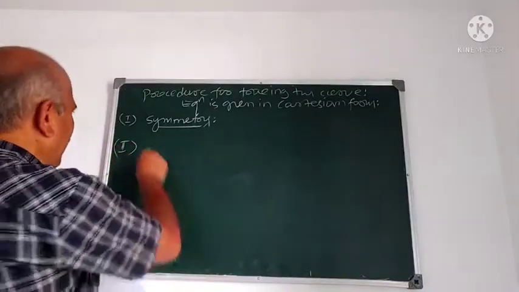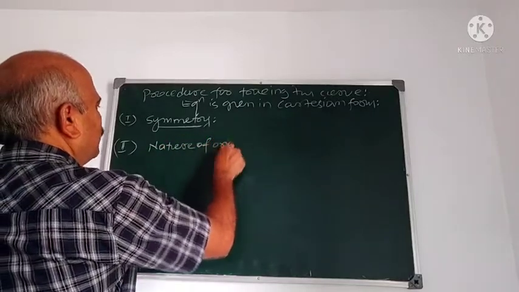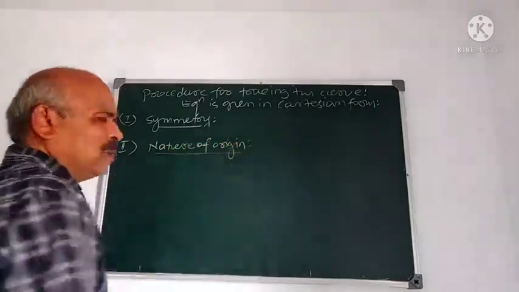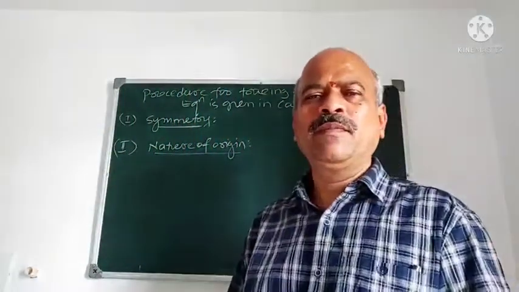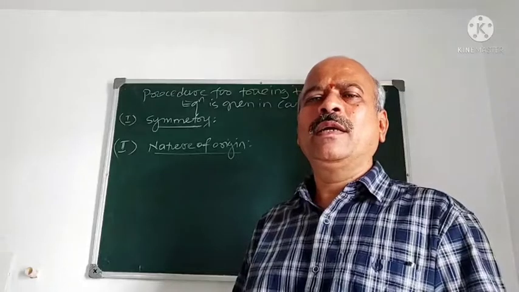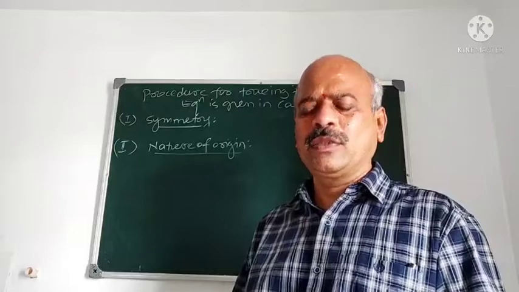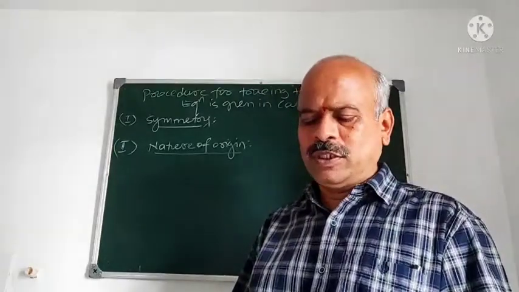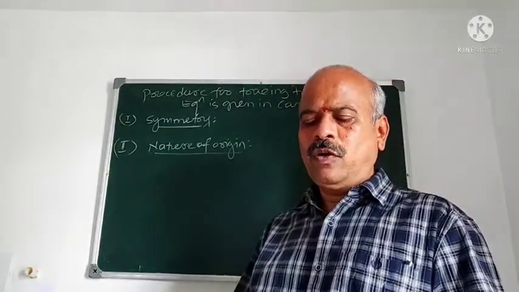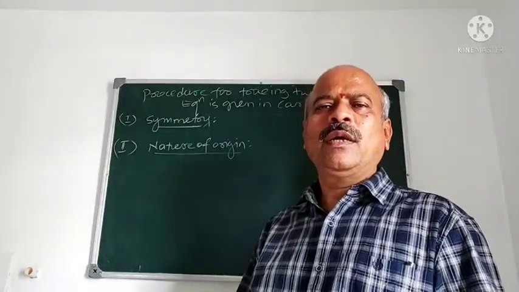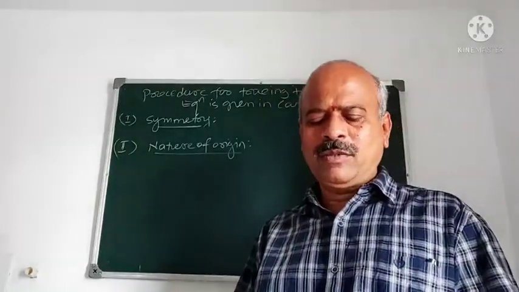Second is nature of origin. Suppose the curve passes through the origin. When it passes through the origin, you substitute 0, 0 for x and y. If the equation is satisfied, then the curve passes through the origin. Then find the equation of the tangent at the origin. How do you find the equation of the tangent at the origin? By equating the lowest degree term in the equation to 0, you will get the equation of the tangent.